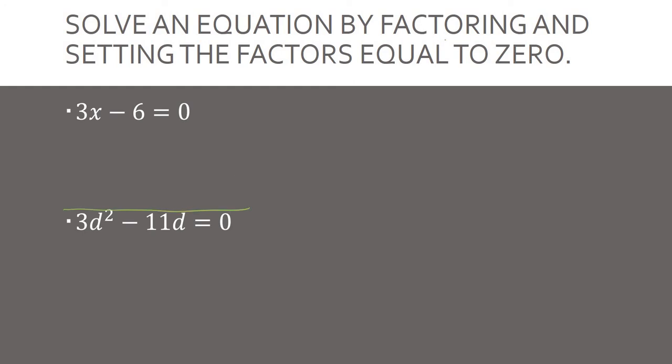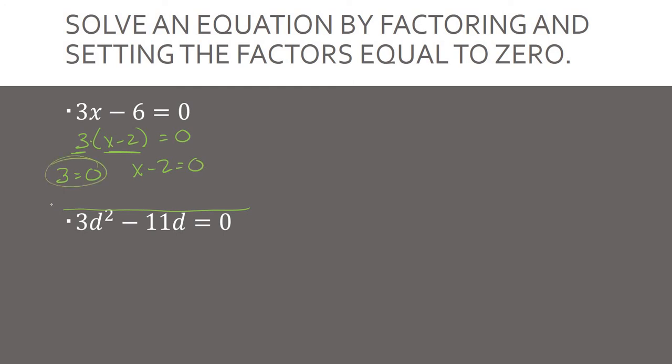Solving an equation by factoring and setting the factors equal to 0. So the first thing I'm going to do is factor this. Pull out the 3. That leaves me with an x minus 2. Now I have two things, the 3 and the x minus 2, that are being multiplied to get 0. So either 3 has to equal 0, that's my first factor, or x minus 2 has to equal 0.